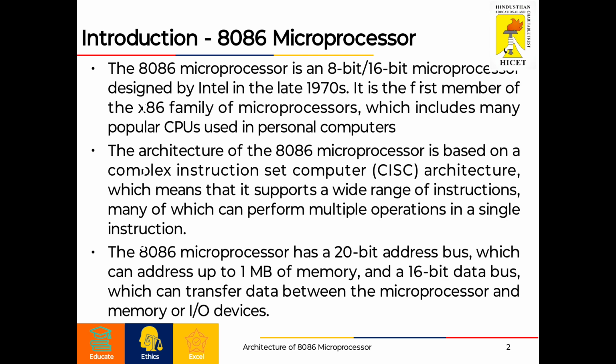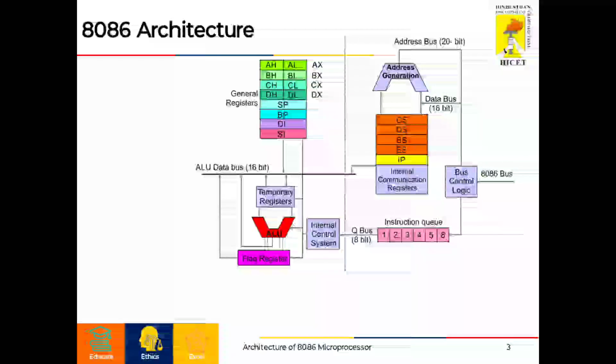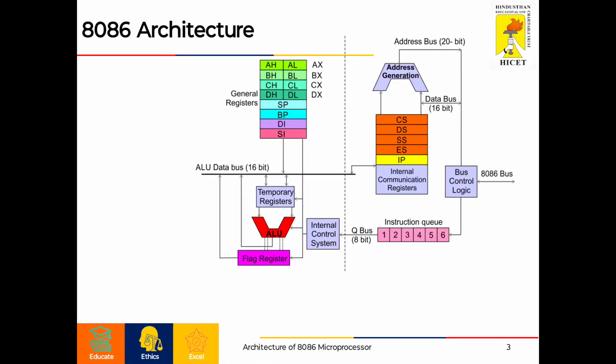The architecture of 8086 microprocessor is a CISC architecture, that is complex instruction set architecture, which means that it supports a wide range of instructions, many of which can perform multiple operations in a single instruction. The 8086 microprocessor has a 20-bit address bus, which can address up to 1 megabyte of memory, and a 16-bit data bus which can transfer data between the microprocessor and memory devices. So this is the architecture of 8086 microprocessor.